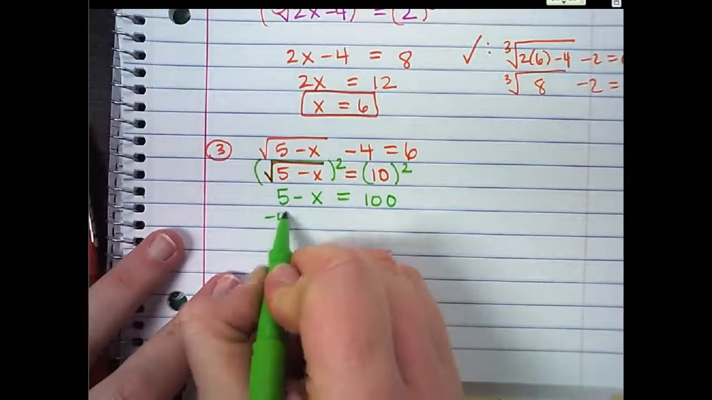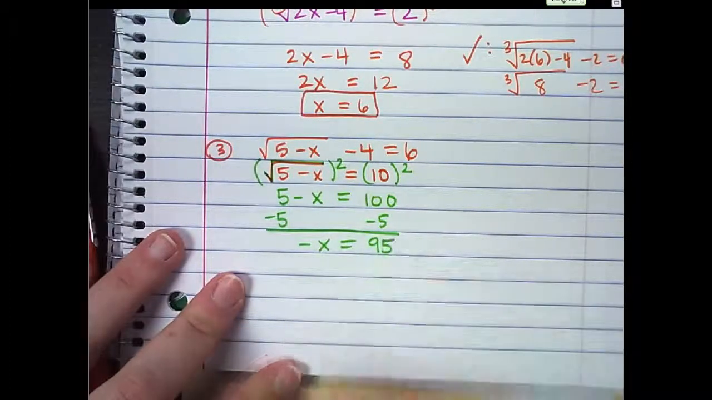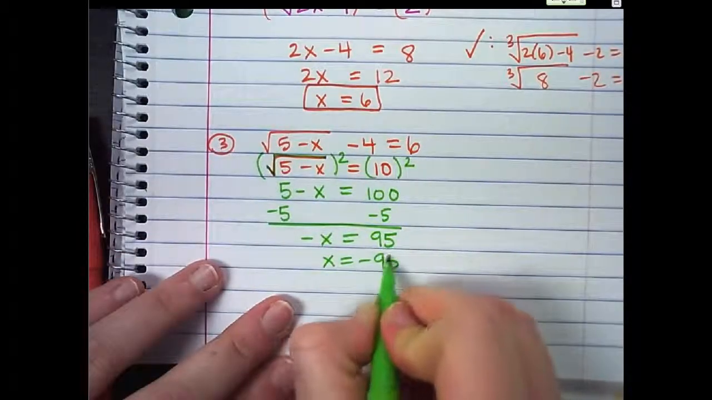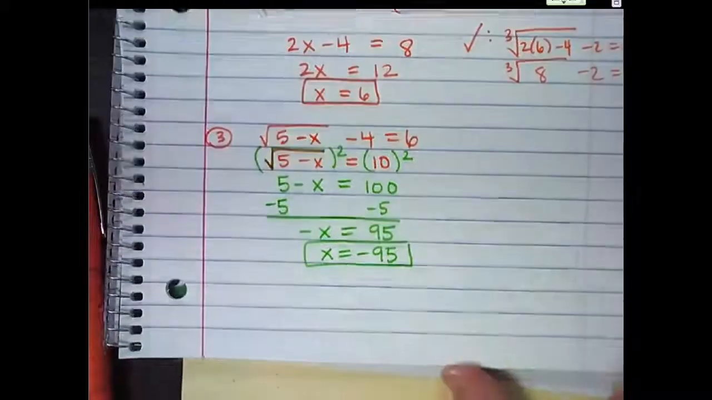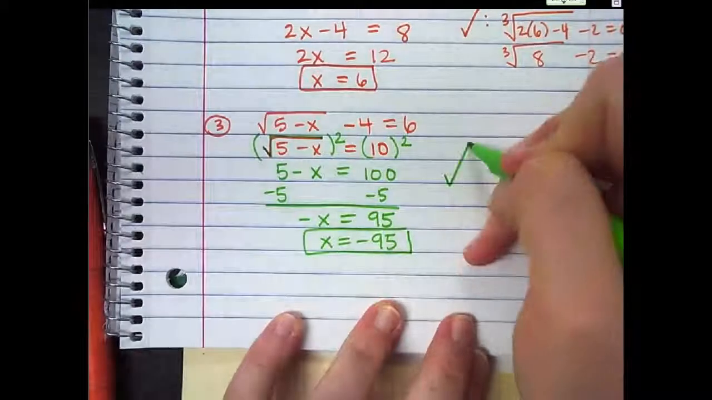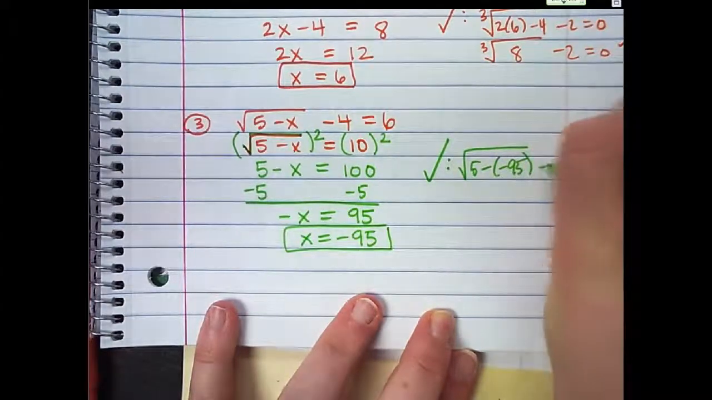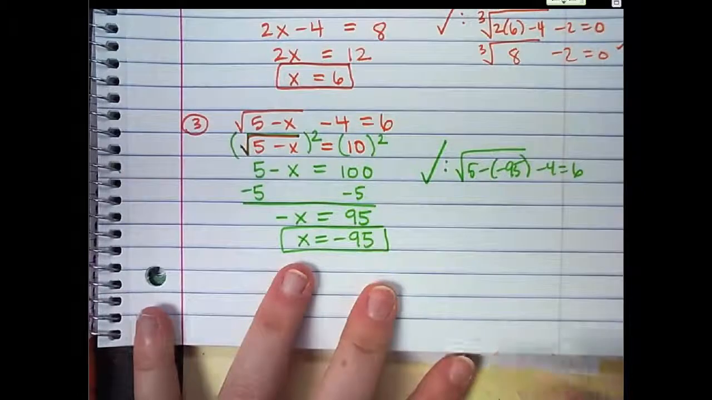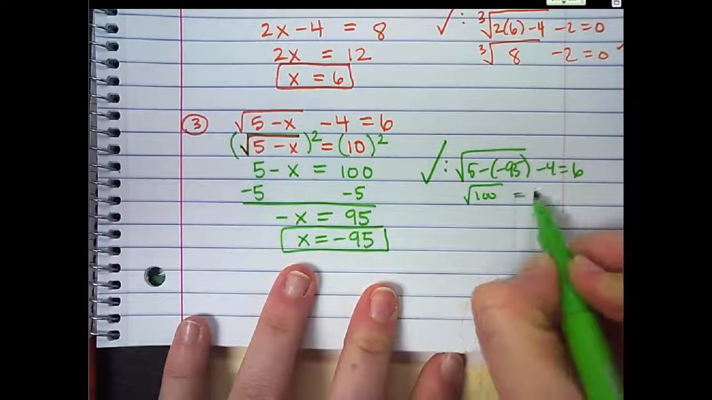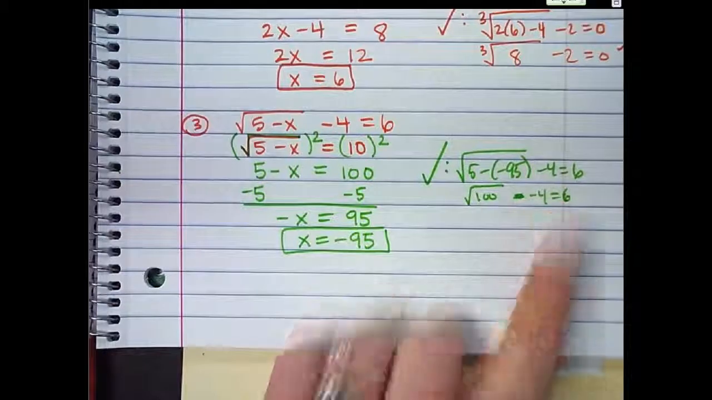Subtract the 5 over. So negative x equals 95. Root of 100 is 10. 10 minus 4 is 6. So that works.